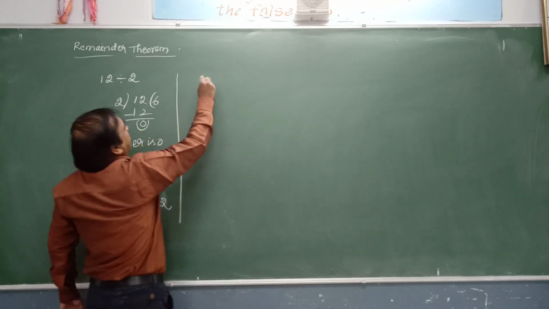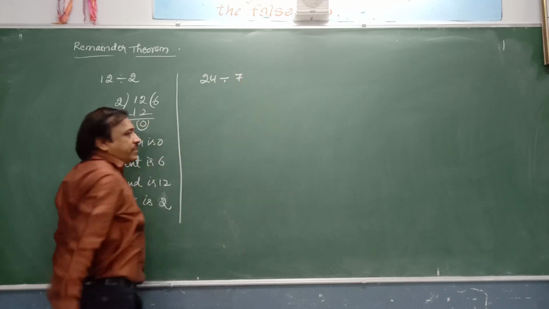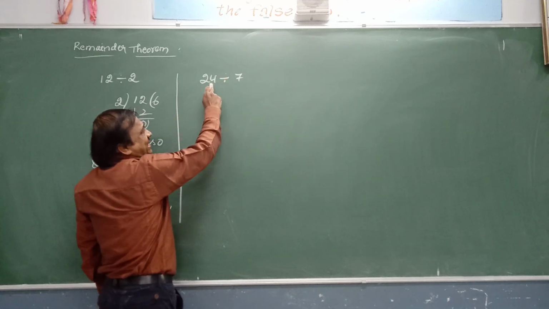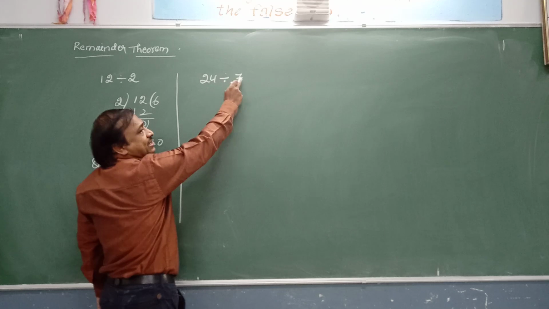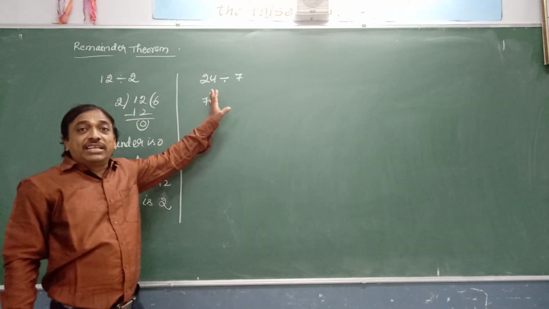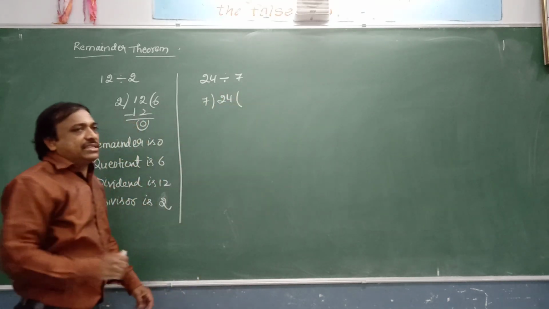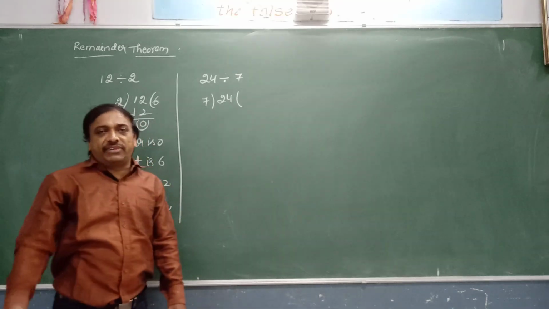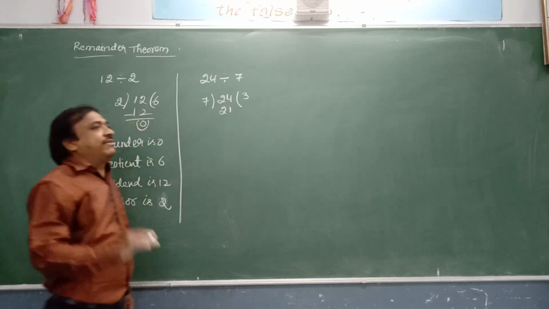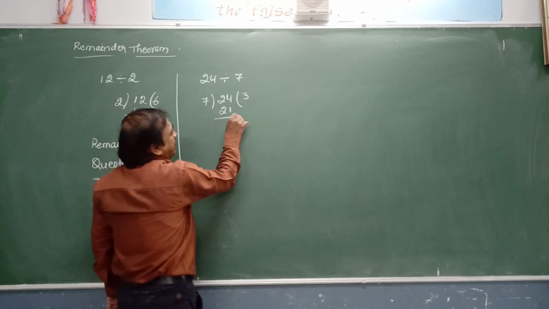Now one more example, as we have learned this type of division from class 4 onwards. Now 24 divided by 7. This is the dividend, this is the divisor. You are dividing the bigger number with the smaller number. 7 table: 7 1s are 7, 7 2s are 14, 7 3s are 21. Because if you take 7 4s, 28 is bigger than 24. So 7 3s are 21.